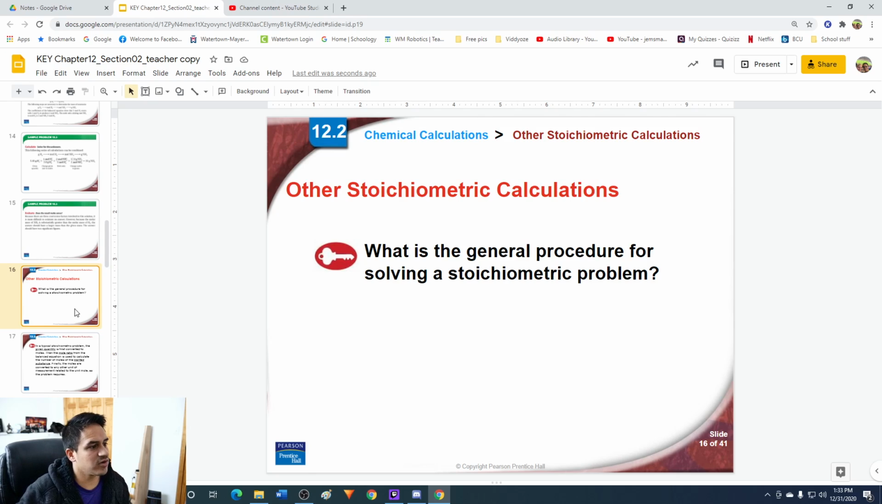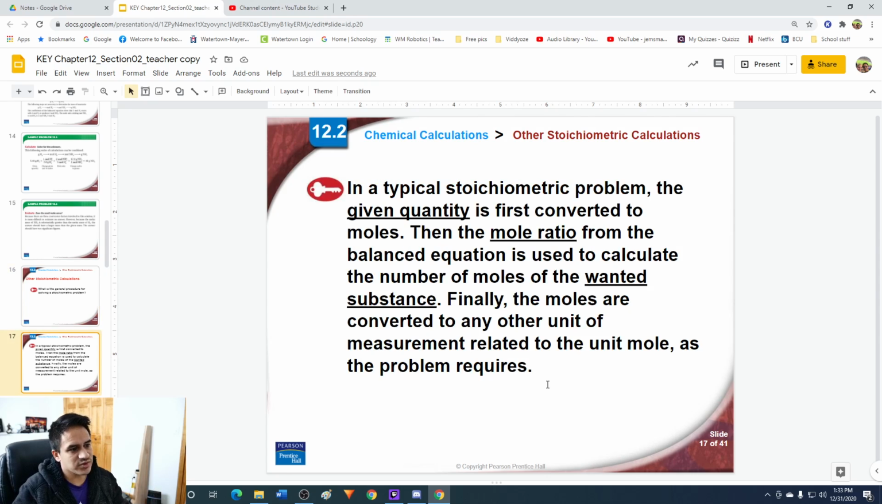Now, I mentioned before, what about other stoichiometric calculations? Or basically, what about other units, right? Let's say that we're not calculating mass, but instead we want liters or molecules or atoms, or some other unit. In a typical stoichiometric problem, the given quantity is first going to be converted to moles. No matter what problem you are given, step 1 is always convert into moles using whatever conversion factor you need to use, whether it be molar mass, molar volume, or Avogadro's number. Then we'll use the mole ratios from the balanced equation to calculate the number of moles of the material we're starting with to get into the moles of material that we want.